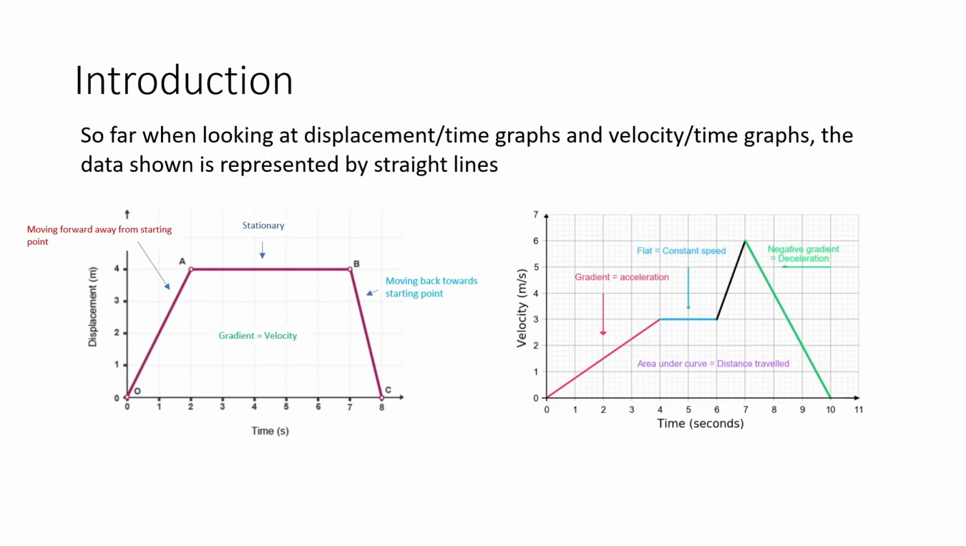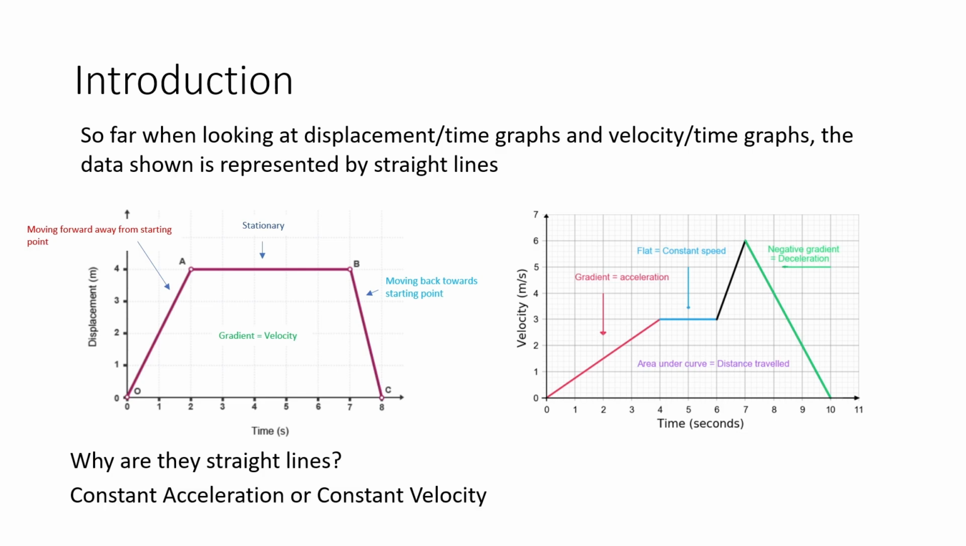Now, if you've already studied basic kinematics, in particular looking at displacement time or velocity time graphs and all the formulas and all the features of what each attribute represents as shown on the examples on the screen, then you should know that so far these plotted lines have one thing in common, and that is that all the lines are straight. Now, a question you may be asking yourself is, why are they straight lines? Well, there's a simple reason for that, and that is because acceleration is constant or velocity is constant depending on the graph in question.